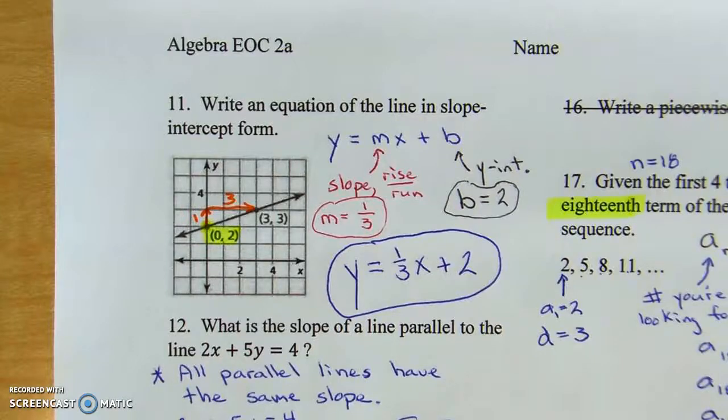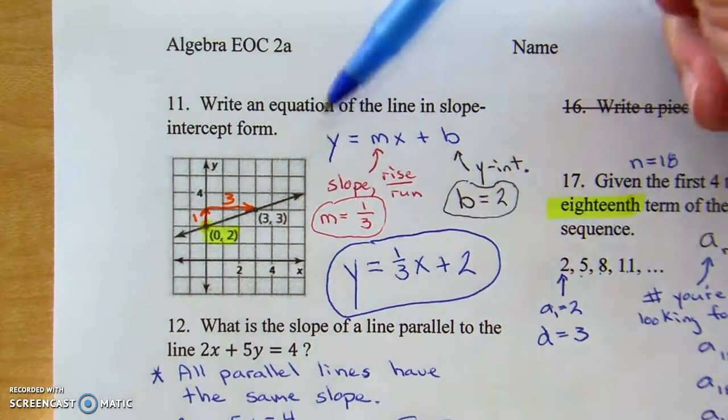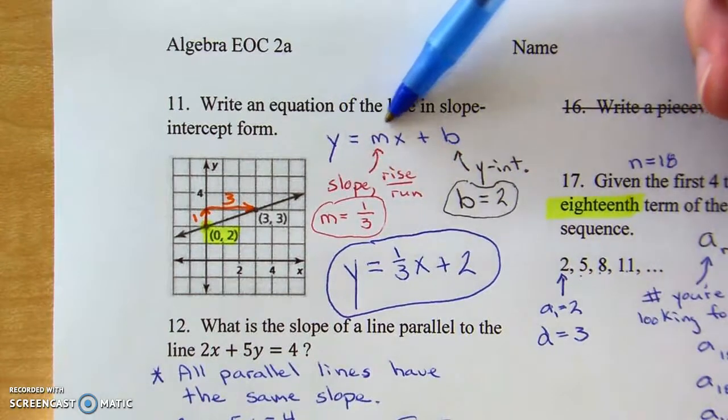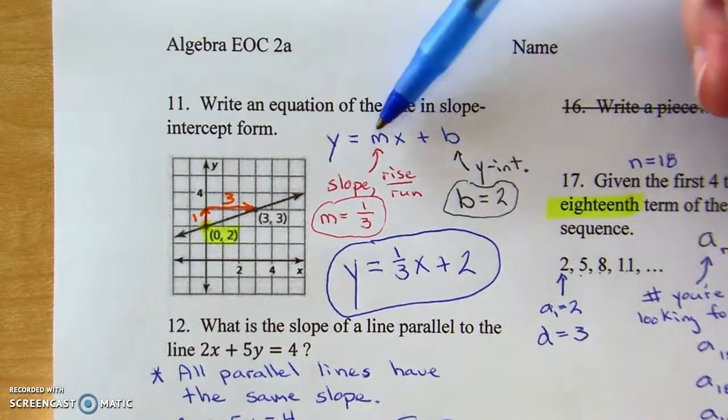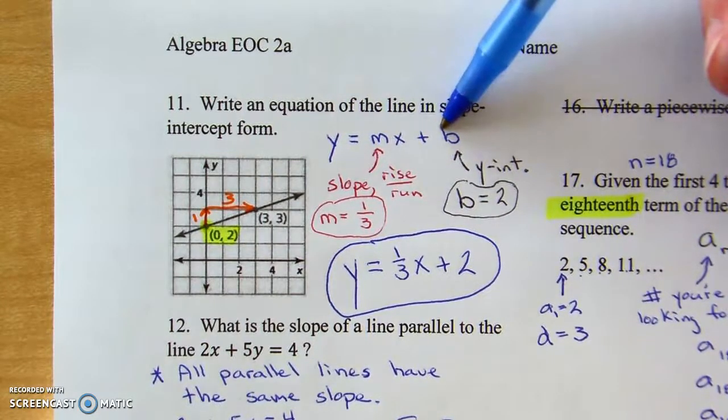All right, this is the review for Algebra 1, Review 2A. On this one, we start with number 11, and it says we have to write the equation of the line in slope-intercept form. So I have written down what that is, y equals mx plus b. Remember that m stands for the slope, which is your rise over the run, and b is your y-intercept.